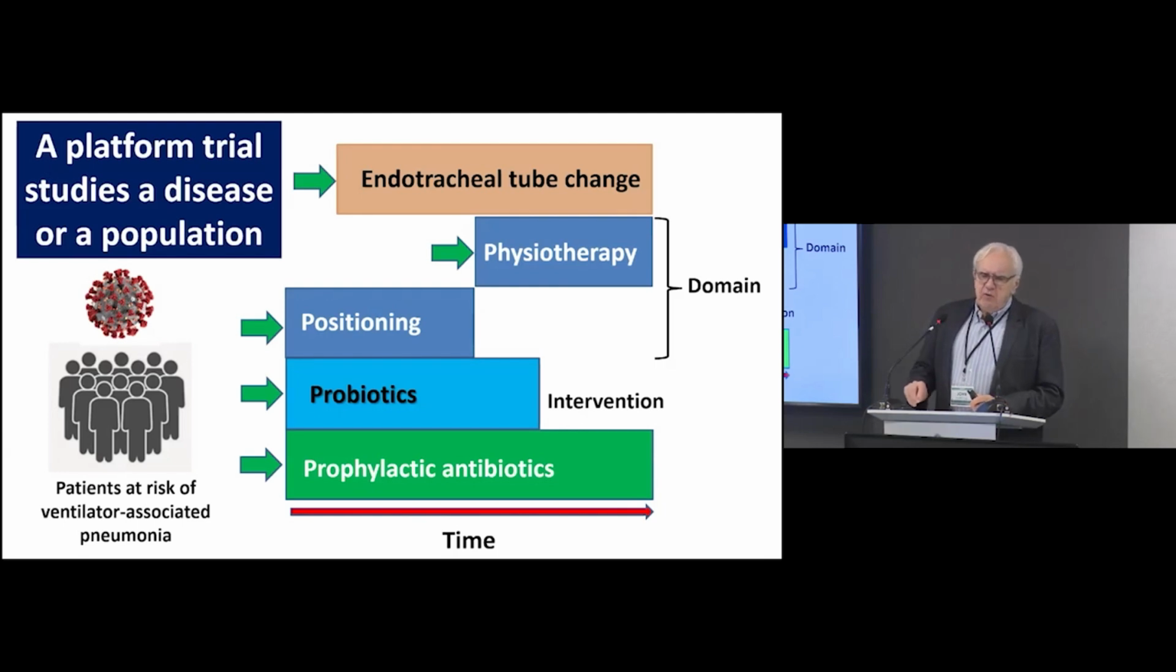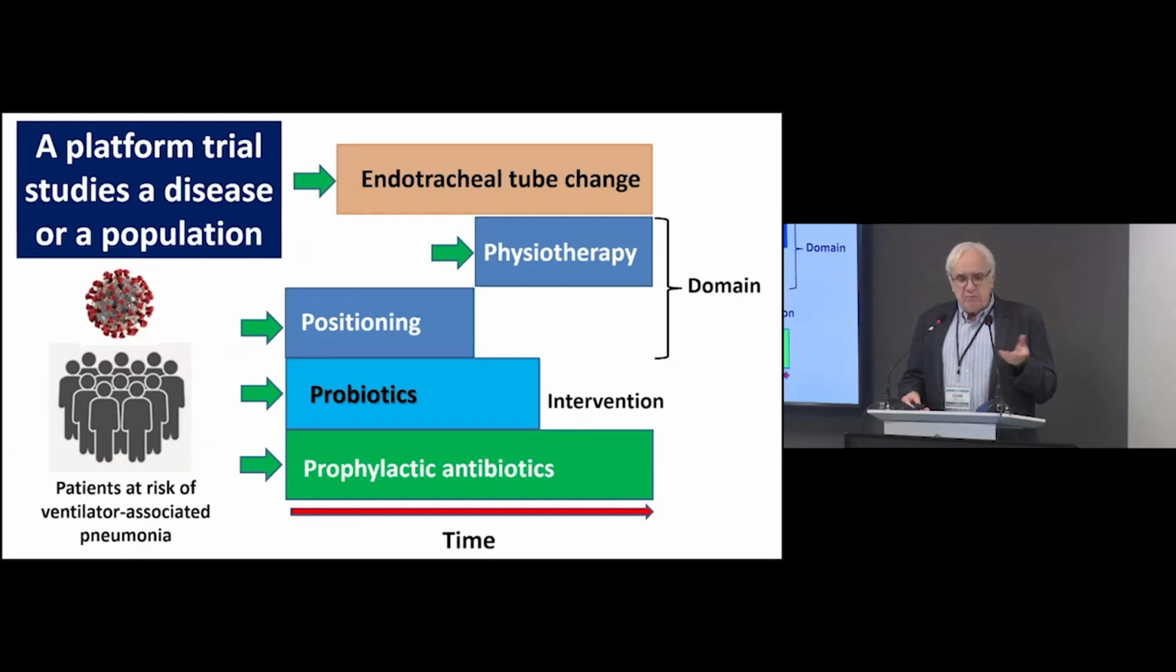It doesn't focus on the intervention, i.e. probiotics, it focuses on the disease. And any disease may have multiple different interventions that can be effective. So in a platform trial, we're studying the disease. And so that disease might be ventilator-associated pneumonia in a population of patients who are at risk of that. And there are many, many different ways we might be able to reduce the risk of developing pneumonia.